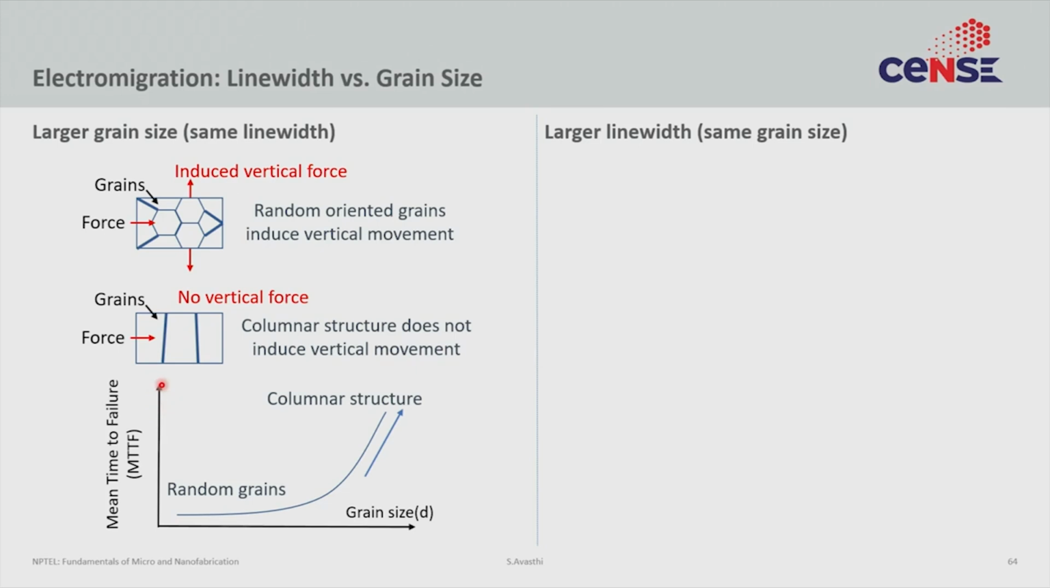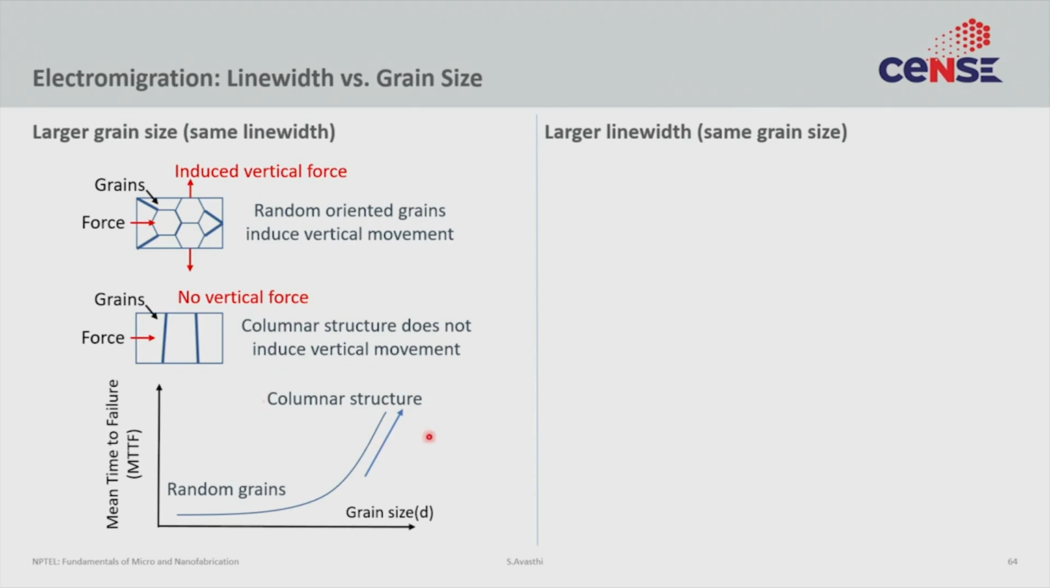So, then that has a dependence on grain size. For small random grains, the mean time to failure is low because the electromigration problem is larger. For large columnar grains, the mean time to failure is large, electromigration problem is smaller. So, this is where you would like to be.